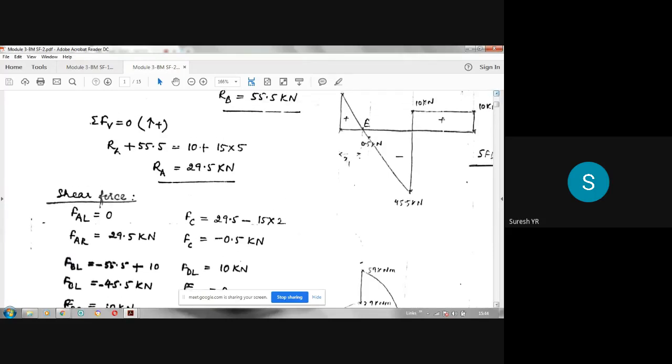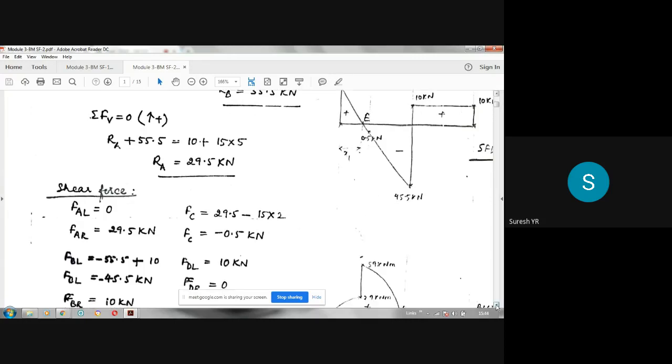Next, at the left end it is 0. From 0 to 29.5 it changes. Then at C, you have got the value of the shear force this much. You can calculate it always. Then at B it is minus 45.5 to 10, it changes. Then at D it is 10 to 0, it changes.